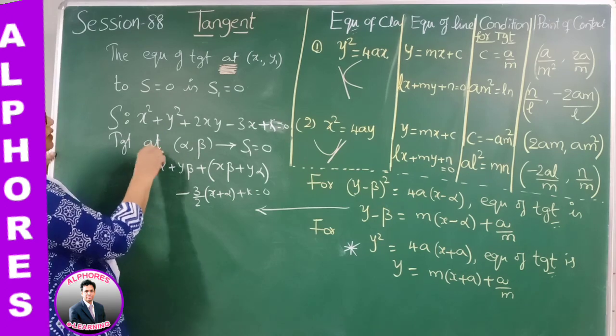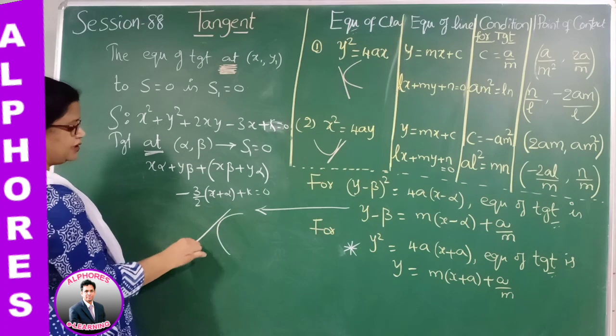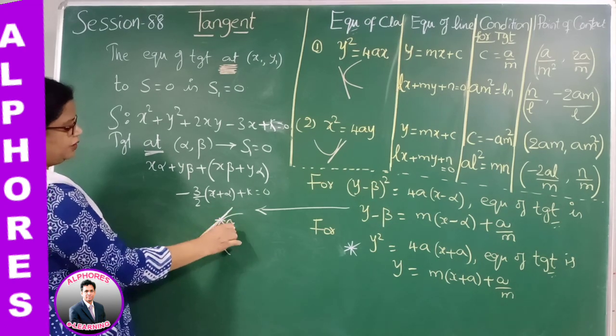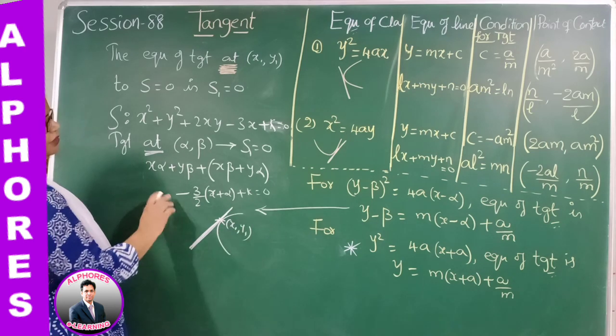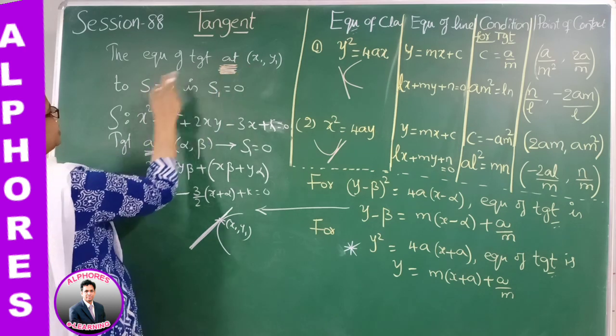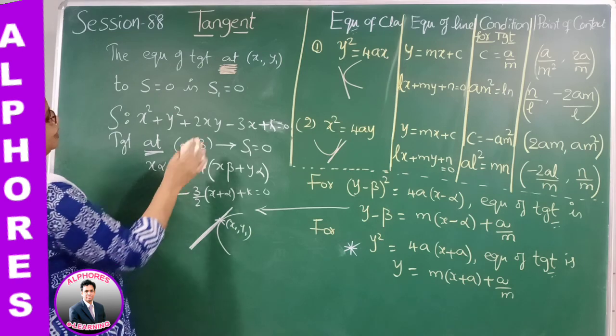So this is very, very important, students. At a point we will get one and only one tangent. This is at a point (x1, y1) to a curve S equal to 0. So finally, what is our formula? The equation of tangent at (x1, y1) to the curve S equal to 0 is S1 equal to 0.